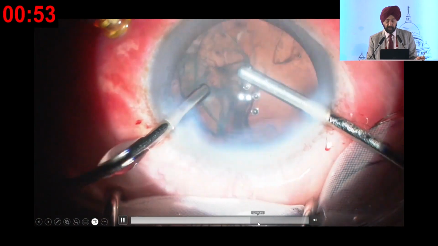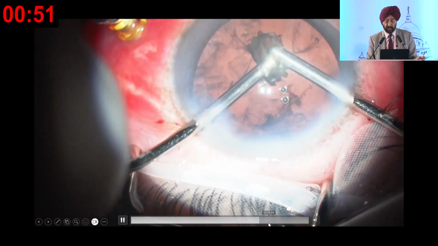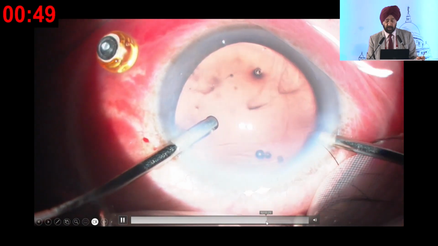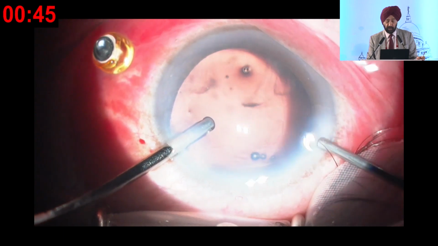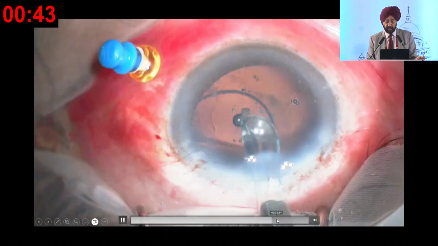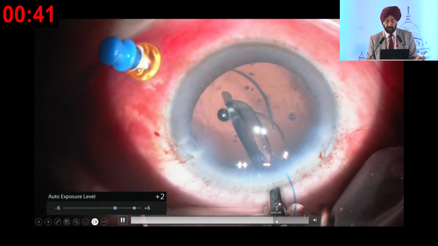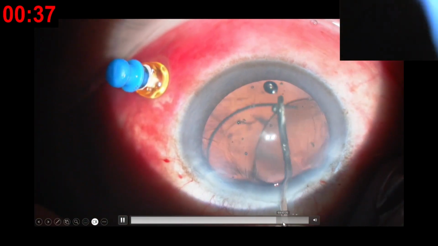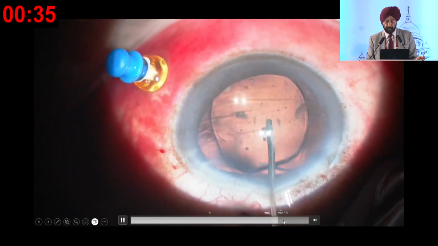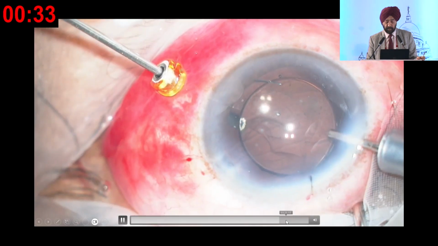Bimanual irrigation aspiration is always safer in these cases. The nucleus is taken out, they put in viscoelastic before taking out the irrigation handpiece, and put in a 3-piece intraocular lens, and once the 3-piece intraocular lens is there, you will get a good outcome in this particular case.